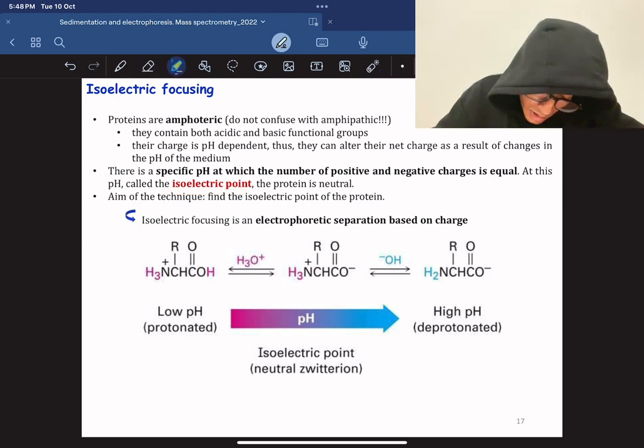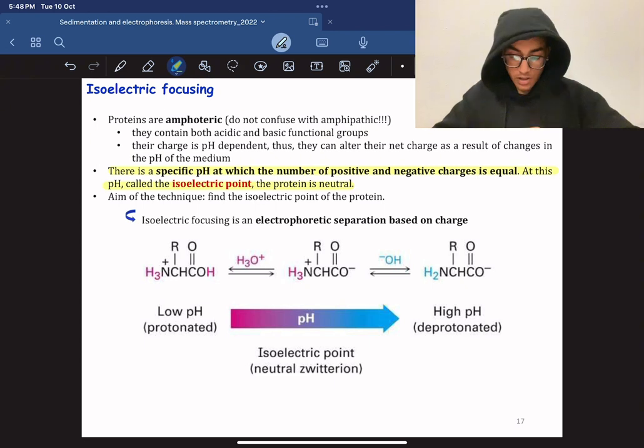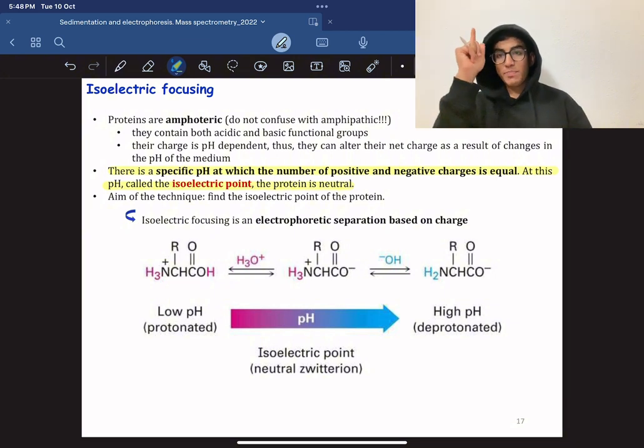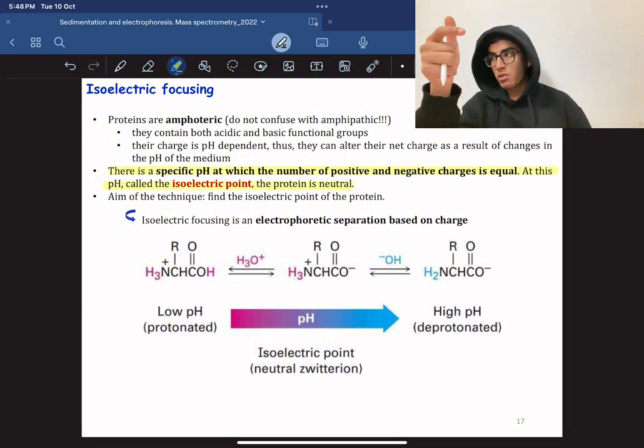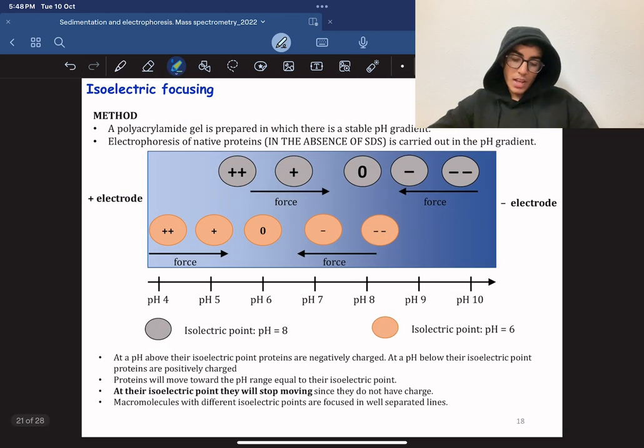I would say it's very important. It's a core concept. The protein is neutral. The aim of the technique is to find the isoelectric point of the protein. Guys, remember, whenever you're learning an experiment like SDS-PAGE, gel electrophoresis, density gradient method, velocity method, equilibrium method, you should know what they are for. If you don't know what they are for, then what's the use? Isoelectric focusing, you can just see it in action right now.